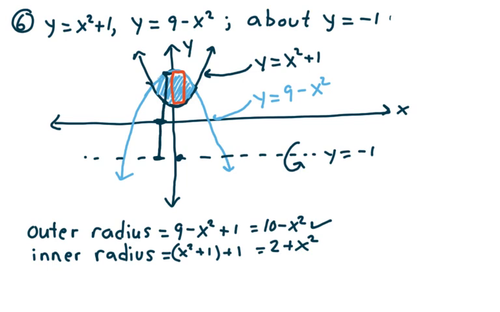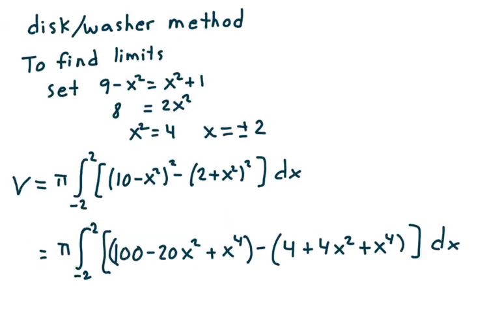For the inner radius, the distance from the bottom function to the x-axis is x squared plus 1. The distance from the x-axis to the line y equals negative 1 is 1. And so the inner radius will be x squared plus 1 plus 1, which is equal to 2 plus x squared. And I'm ready to set up my integral, almost. Now, utilizing the disc washer method, we're going to find the limits of integration. So I'm going to set 9 minus x squared equal to x squared plus 1. Solving for x, we get x equals plus or minus 2.